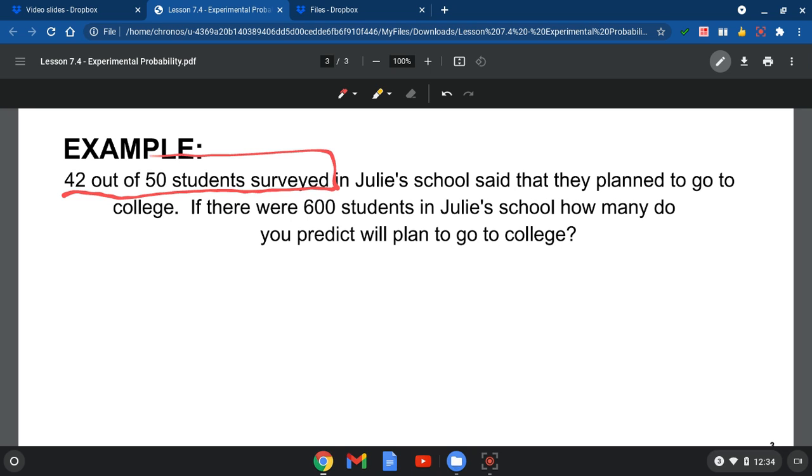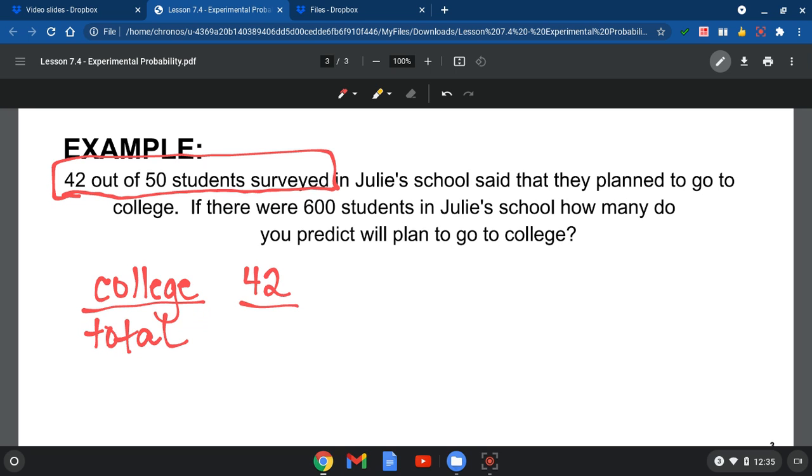This is going to be based off of the survey that was conducted. So let's use probability in order to figure this out. We will set up a proportion. So we will compare the number of students who said they would attend college to the total number of students that were surveyed. There are 42 students who stated they planned to go to college out of the 50 total that was surveyed. So the total number of students in Julie's school is 600.